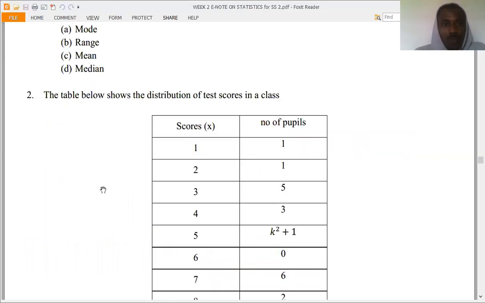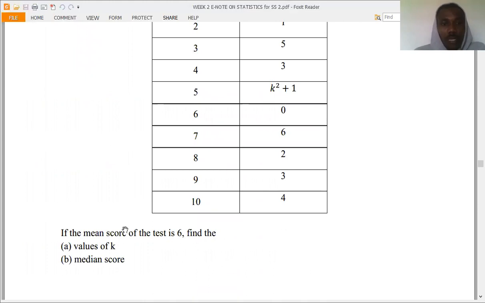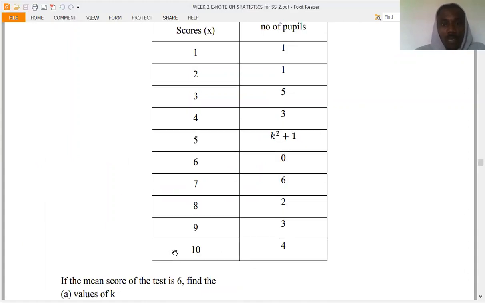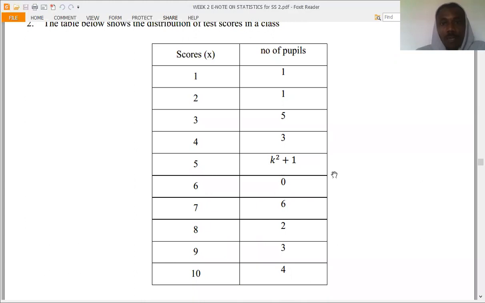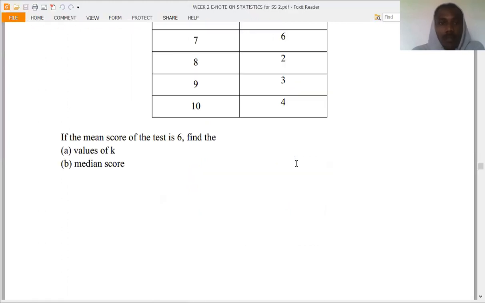Then question 2. The table shows the distribution of test scores in a class. If the mean score of the test is 6, find the values of K and the median score. So here is the distribution again. To solve for the values of K, we said values. Why? Because this is a quadratic expression, so it's expected that there are two possible values of K.